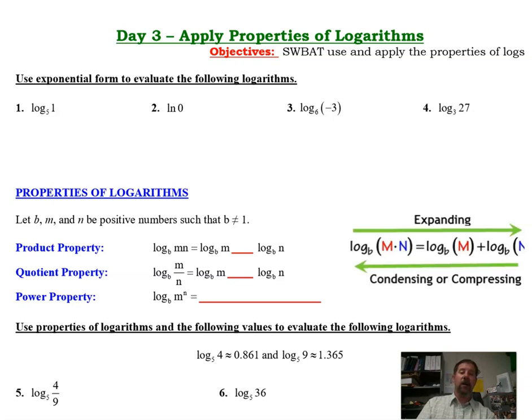Today we're going to talk about applying the properties of logarithms. The main thing we're going to do with our properties today is called expanding. That's when you're going to try to make things longer. But there's also condensing or compressing, and we'll talk about that tomorrow.